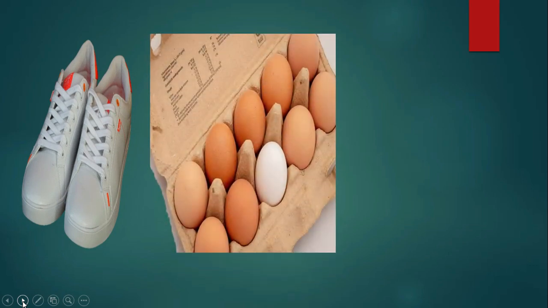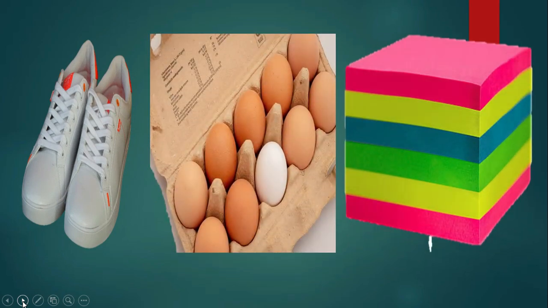Students, it is exactly like the everyday units. For example, one pair of shoes means 2, one dozen eggs means 12, and one ream means 500 sheets of paper. So students, similarly, the mole is also like the everyday units because it is also a counting unit.